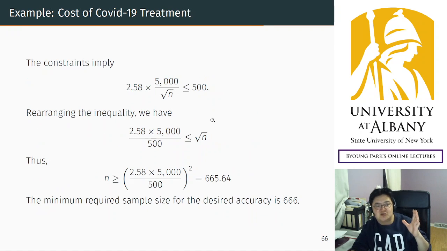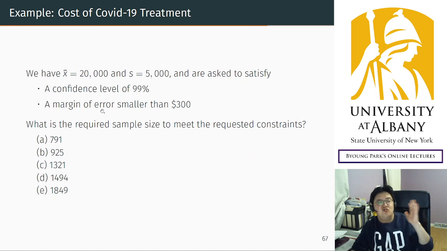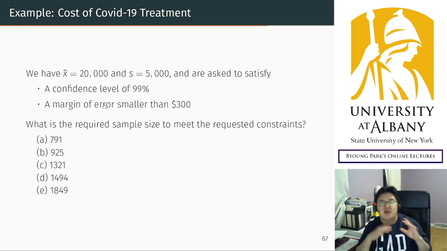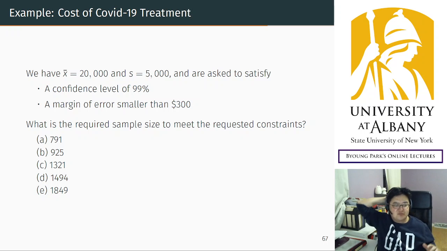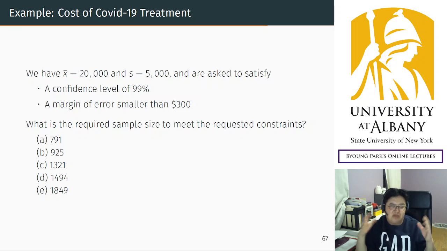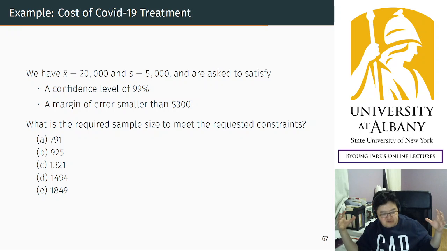So a $300 margin of error means you would not allow a margin greater than 300. You cannot allow error greater than 300. So you have to make the margin of error smaller. You have to make errors smaller. So you need much more sample size than before. So the answer is E.